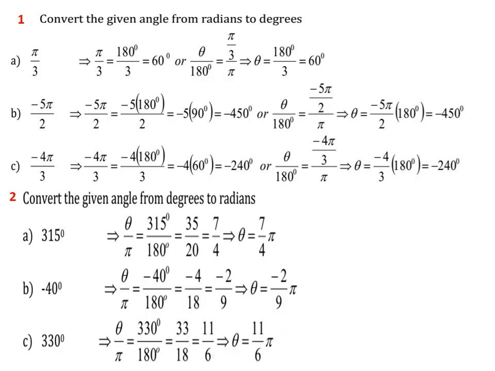Or in other words, to convert degrees to radians, simply multiply the given degree by pi over 180 degrees. And to convert radians to degrees, simply multiply the given radians by 180 degrees over pi, then we obtain the required degree.